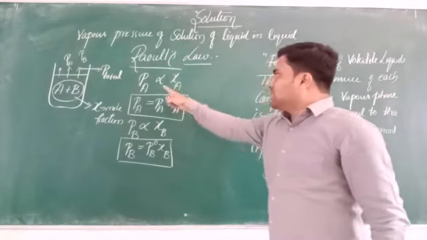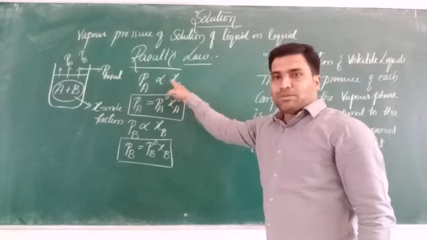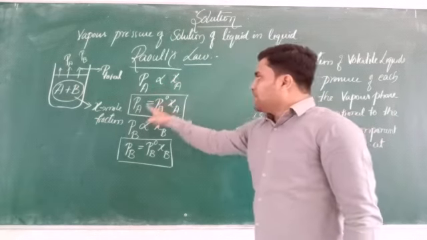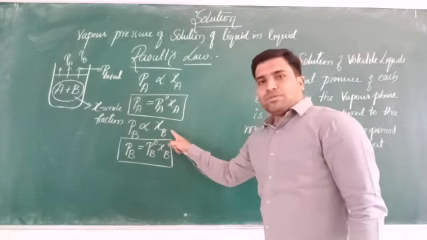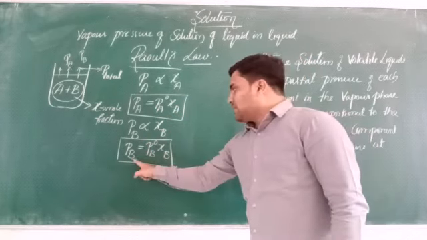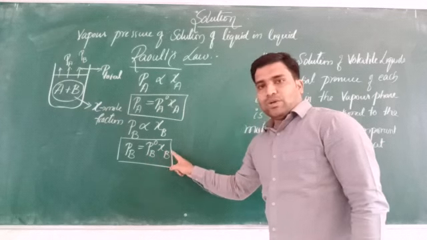Are you following? So PA is directly proportional to the mole fraction of component A. So PA is equal to PA naught XA. Okay. So PB is directly proportional to the mole fraction of component B. That is, PB is equal to PB naught into XB.